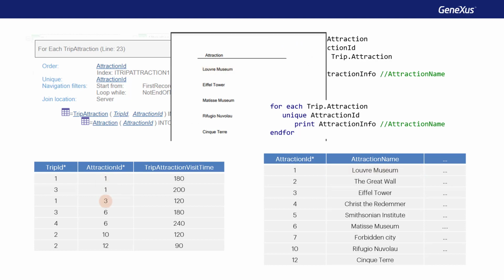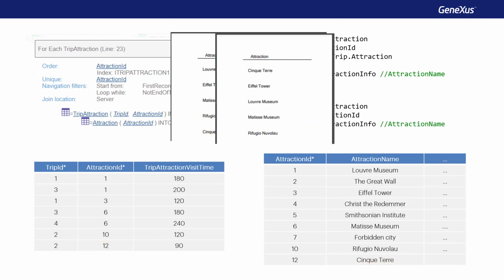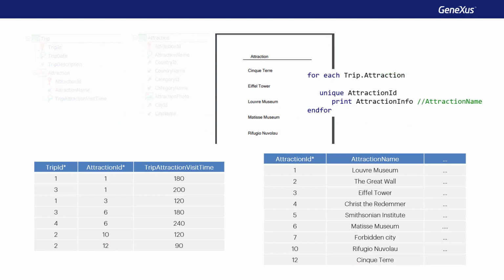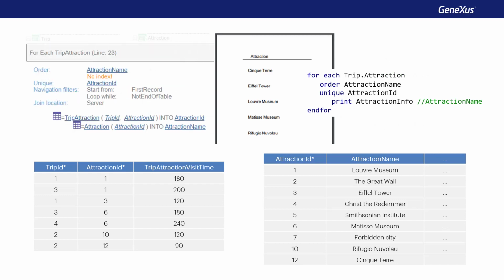The next group is a single record, Eiffel Tower is printed. Then the attraction with ID 6, which is Matisse Museum, then 10, and finally 12. If we wanted these attractions to be sorted by attraction name, we could add the order clause. And so we see the navigation list. The single value being sought is still attraction ID, but the result of the query will be ordered by attraction name.